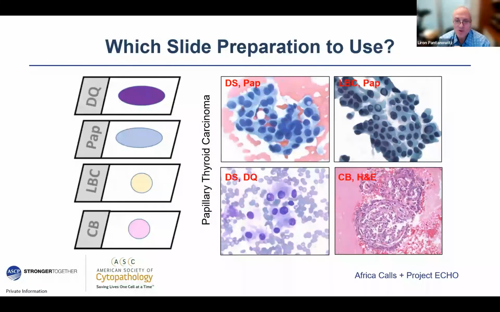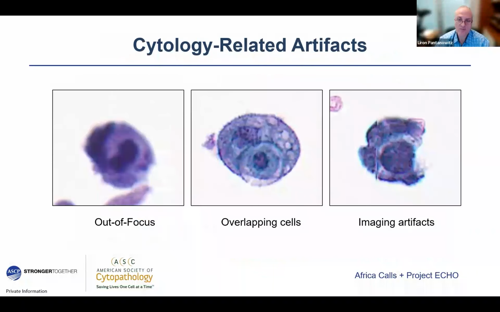Let's say we decided to build an algorithm for thyroid FNAs. In the case of papillary thyroid carcinoma, if we have an algorithm to detect it, how do you design the algorithm? Do you do it with a Diff-Quik smear, a Pap stain slide, liquid-based, or a cell block? Because you can see on the right, although you would probably agree with me that all those images nicely show papillary thyroid carcinoma, beautiful intranuclear inclusions, etc. The presentation is very different, and so you'd have to train 4 different algorithms based on these preparations.